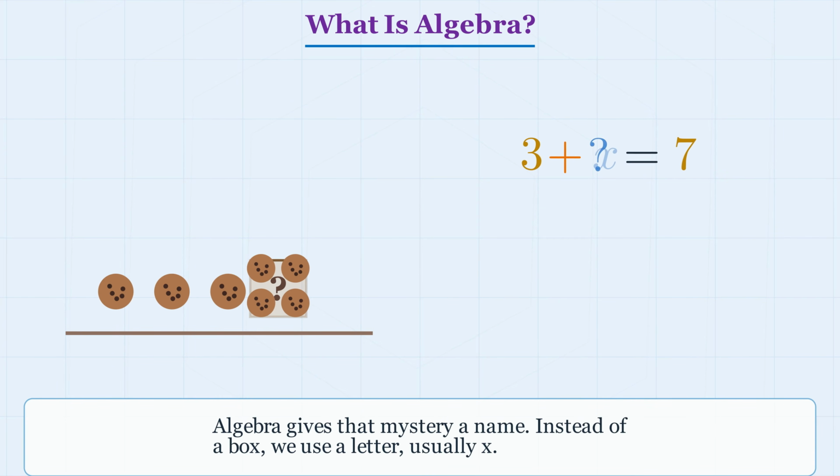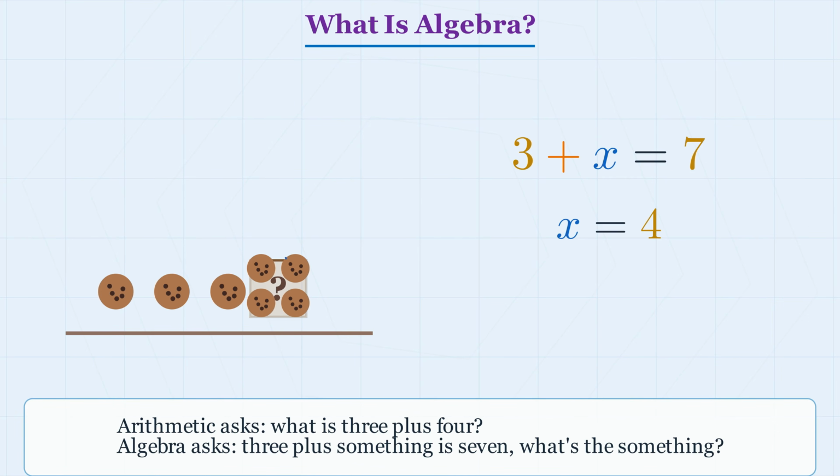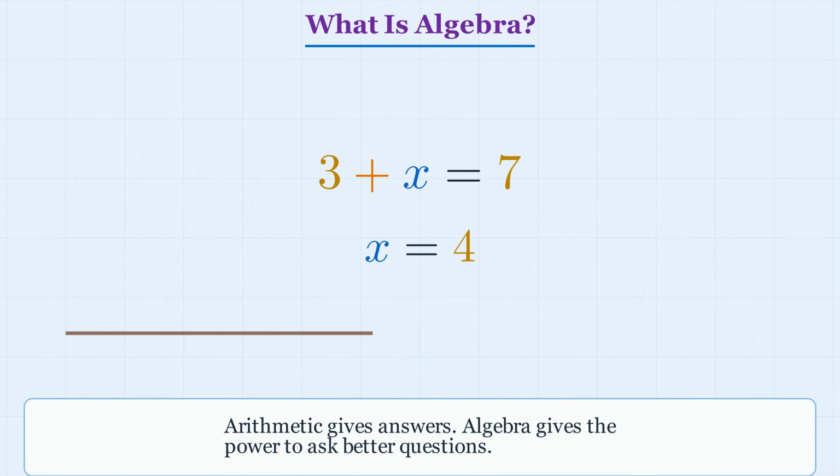Algebra gives that mystery a name. Instead of a box, we use a letter, usually x. Then we hunt it down with logic until x equals 4. Arithmetic asks, what is 3 plus 4? Algebra asks, 3 plus something is 7, what's the something? Arithmetic gives answers. Algebra gives the power to ask better questions.